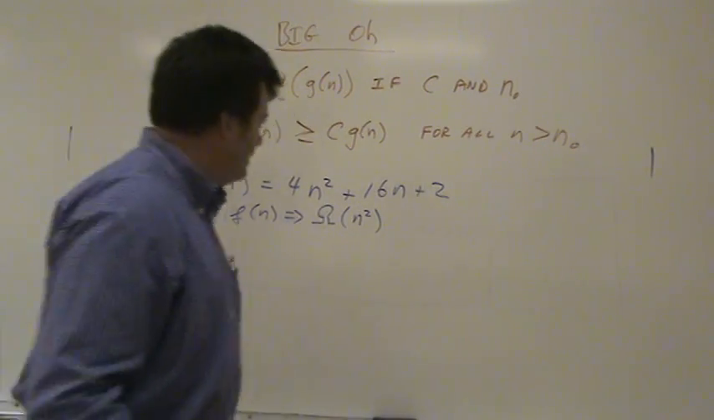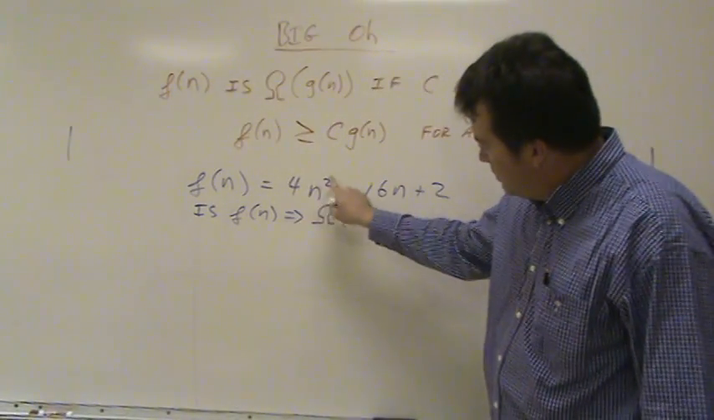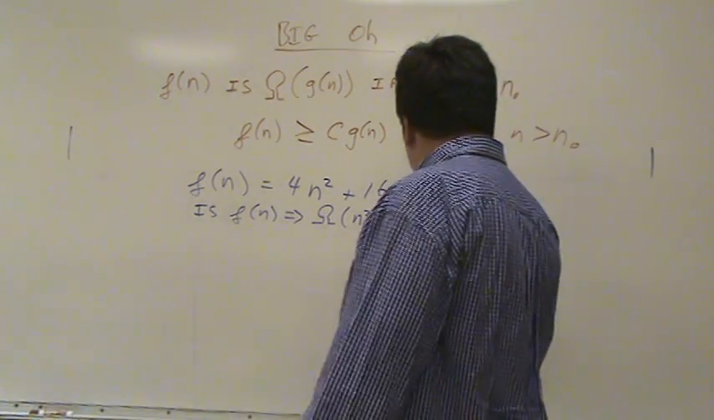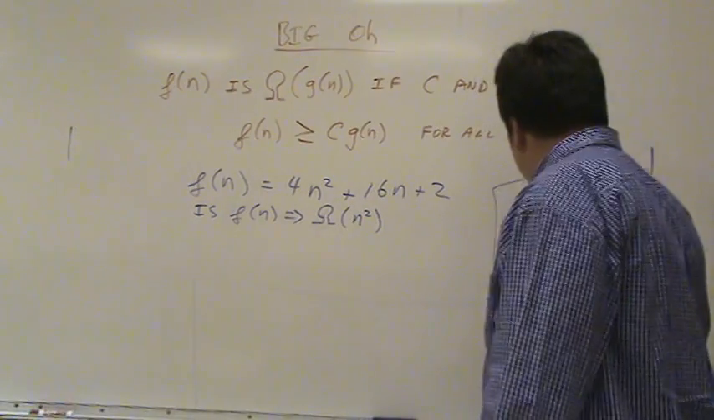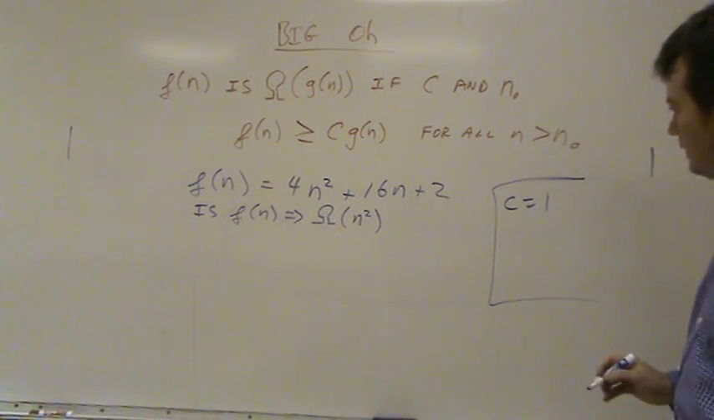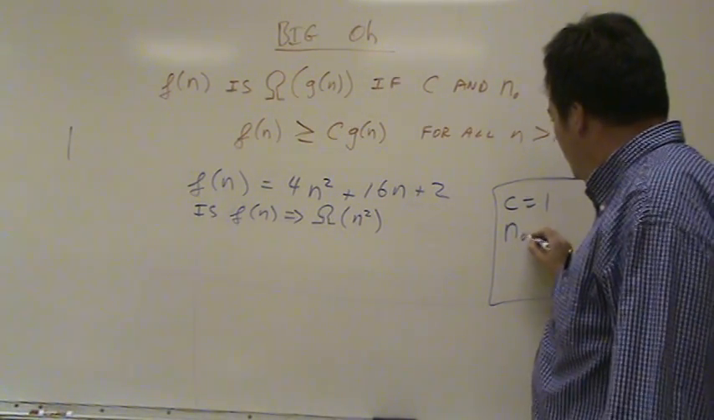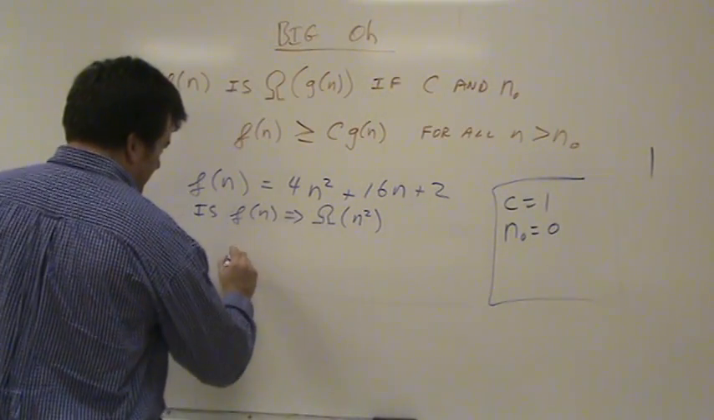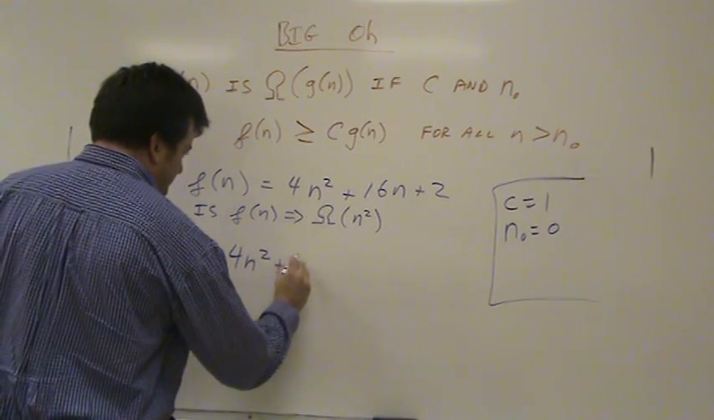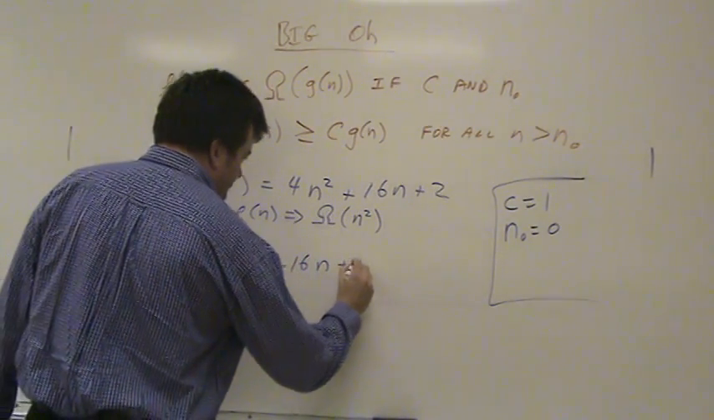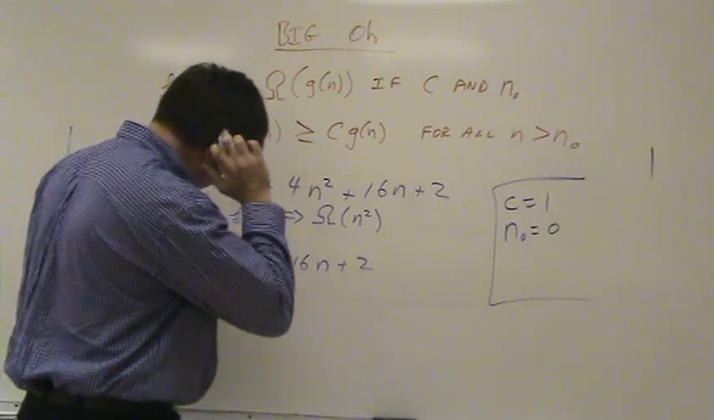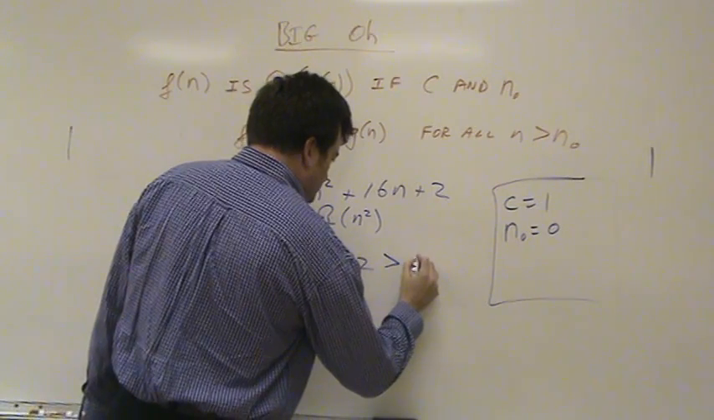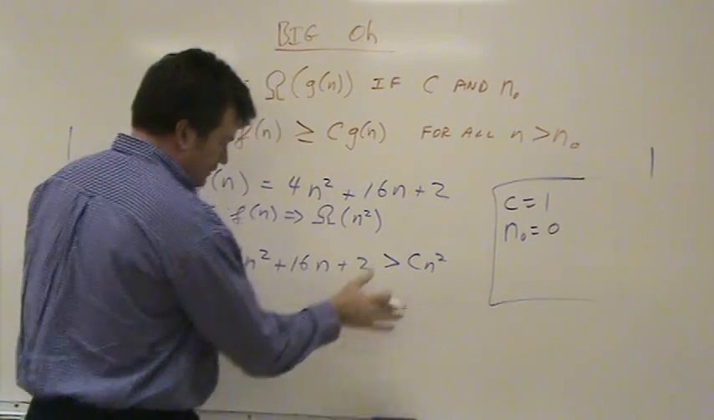This one is pretty straightforward because if you think about it, whatever value we put in for n, we're going to multiply it by 4 and then add more stuff to it. So we can take the constant c equals 1, and then basically the particular value of n we could say equals 0. Because 4n squared plus 16n plus 2 is greater than c n squared. When does that happen?